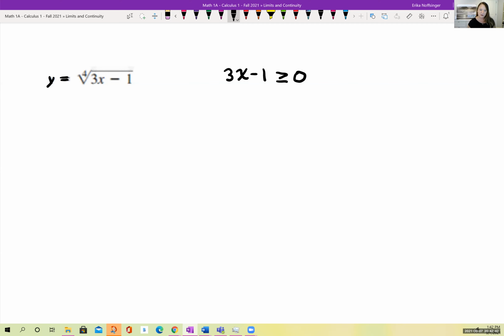Okay, so I want to solve my inequality. I notice it's a linear inequality, so I don't have to worry about finding critical numbers or anything. I just have to worry about dividing or multiplying by a negative, which would flip my inequality sign. So I can add 1 on both sides. I know 3x has to be greater than or equal to 1. And I can divide through by 3, so x has to be greater than or equal to 1/3.